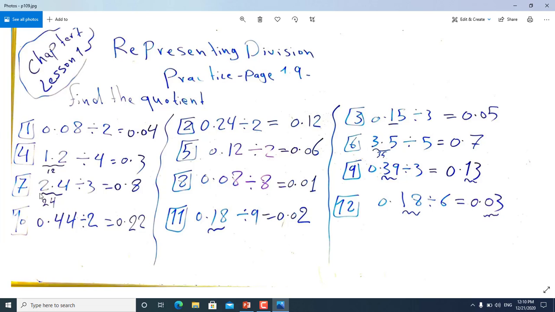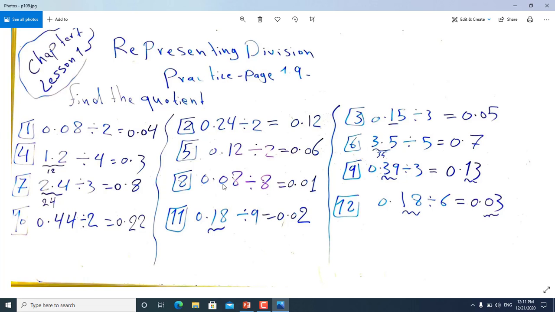From number 7, we have 2.4 divided by 3. This 2.4 means 24 parts, because 2 is 20, the whole number, and 4 is 4 from place tens. So 24 divided by 3 will be 8. And we have one digit after the decimal point. At 8, it's also one digit, it's tens. So we just put 0 and point.